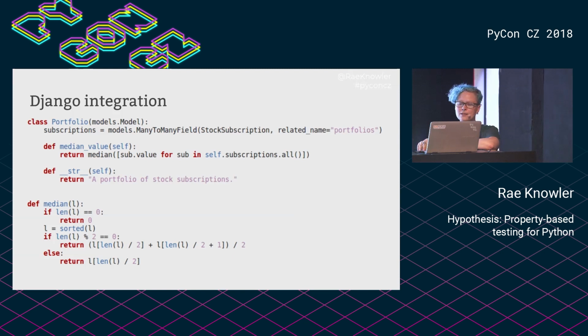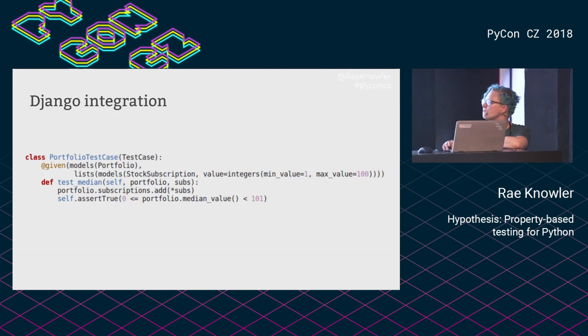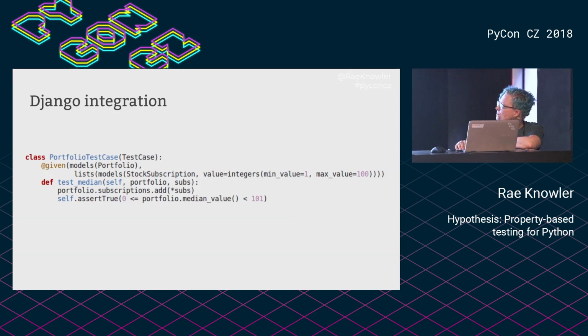I've created my model, and I'm very happy with myself. And I'm going to test for it, of course. Here I have another test case class, and I have a test median function, and I'm giving it a model, which is a portfolio, and then a list of stock subscriptions.